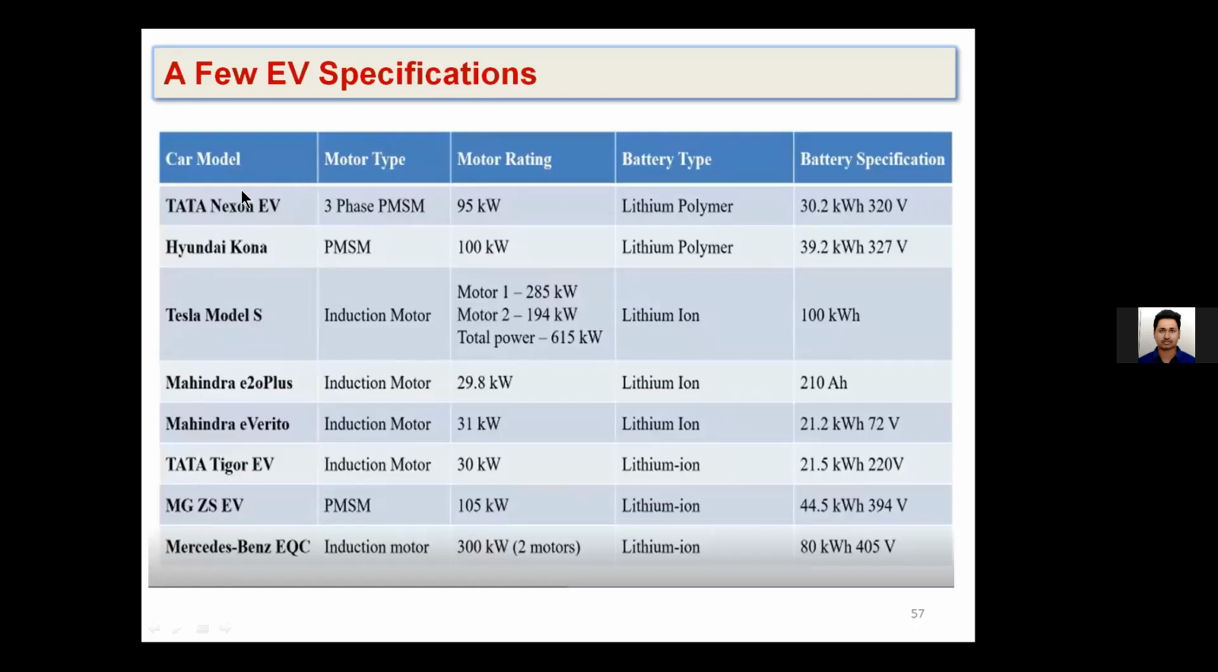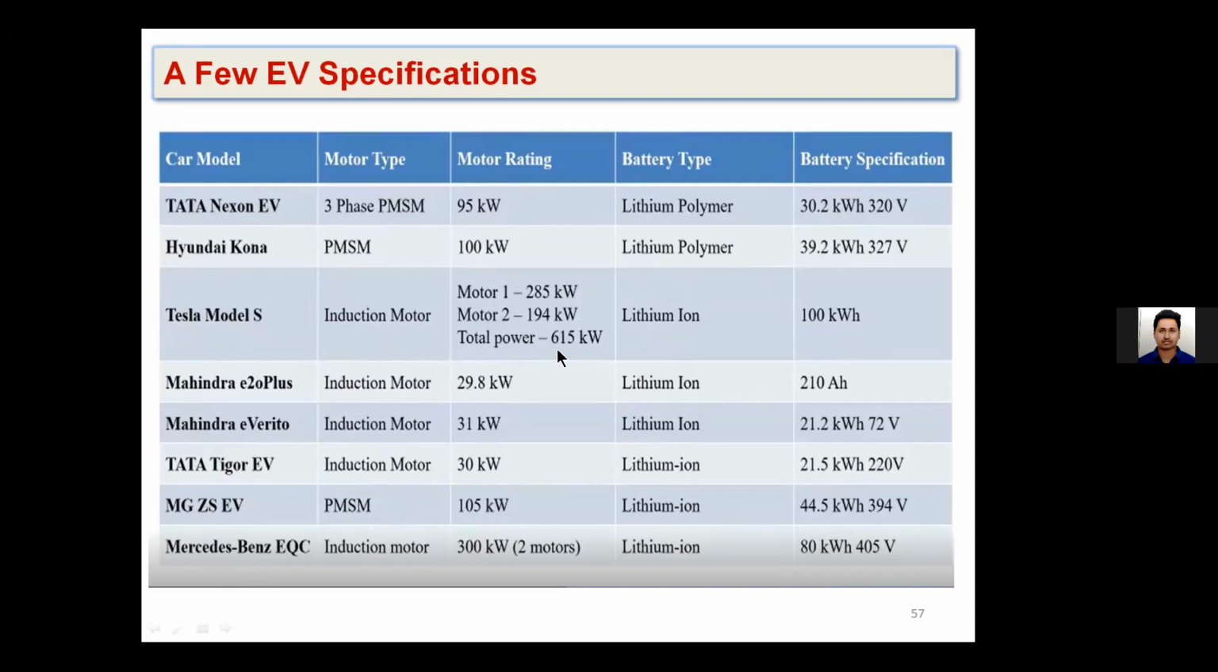These are some of the available EVs in our market. All these models are available even in India. Tata Nexon EV is getting popular; many customers have been buying this, and there are some other models also. If you see, most of the models use induction motor type, or PMSM in this case. You can also observe the motor rating. Even Tesla, nowadays a very popular company in the US, you can see the power rating here. They use two motors.